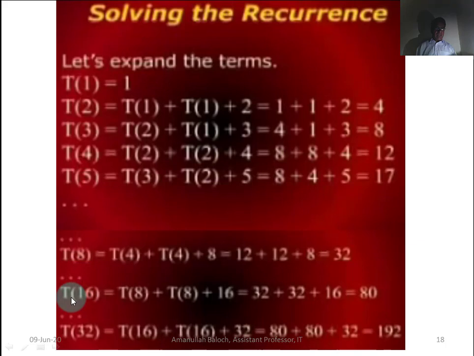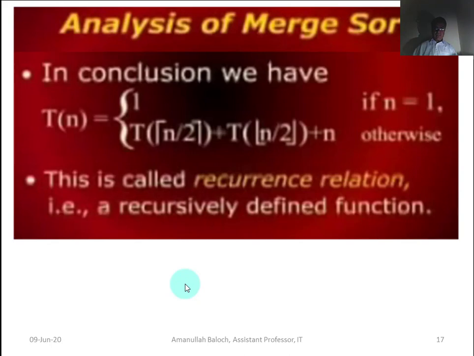T of 16: when we subdivide it, it becomes T of 8 plus T of 8 plus the value of n, that is 16, as we have seen in this recurrence relation. We divide the n-element array into 2 subarrays, and also add the n value to this result. This n is added here.